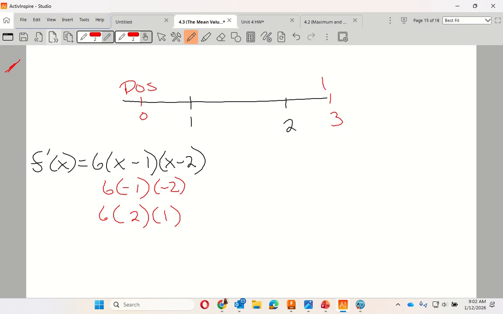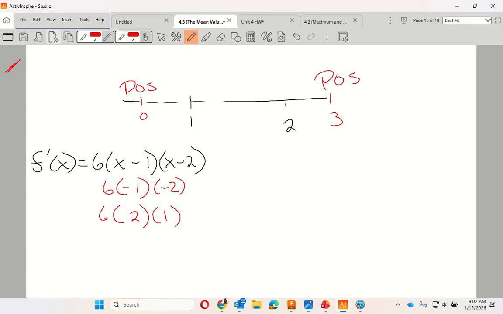So positive. So that means all this interval over here, since there is no other changes, there are no more critical numbers outside of these, so it's not changing. So that means that from 2 all the way over to infinity is going to be positive. From 1 to the left all the way over is also going to be positive.